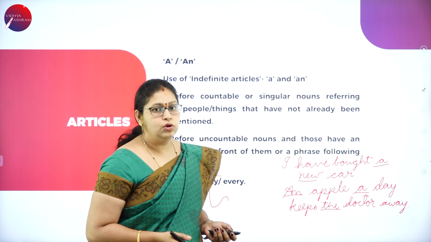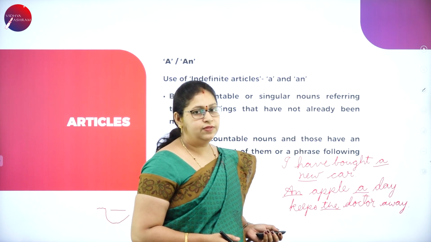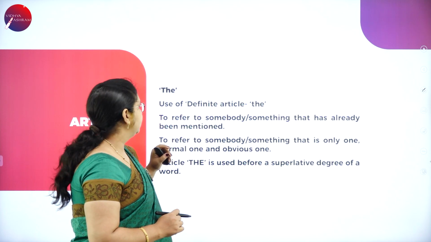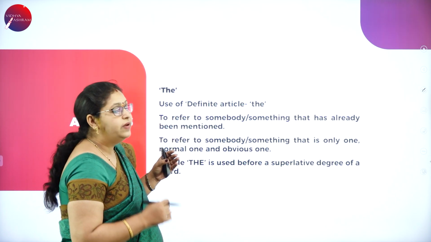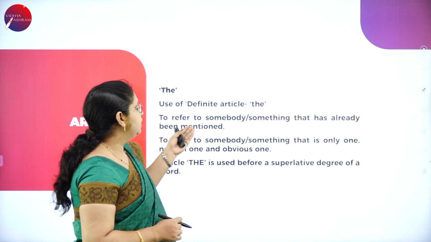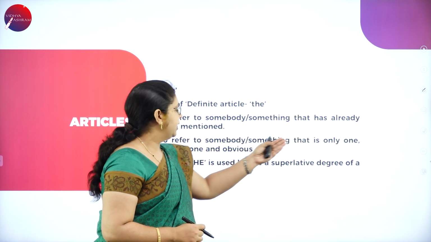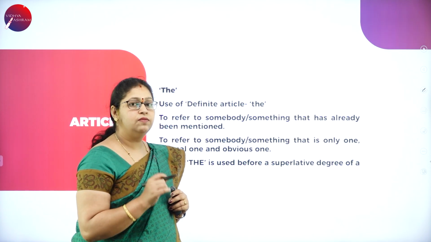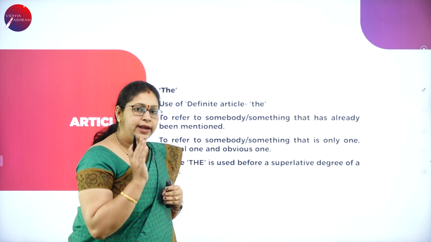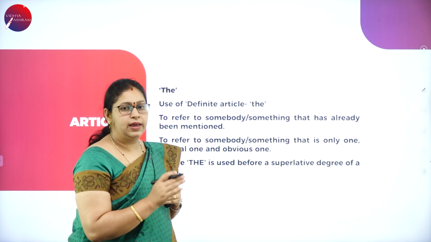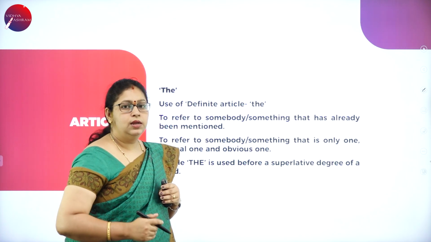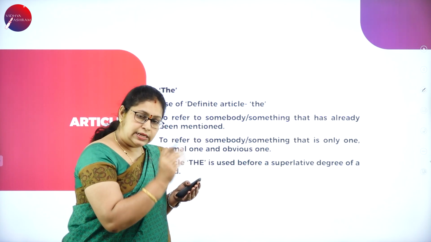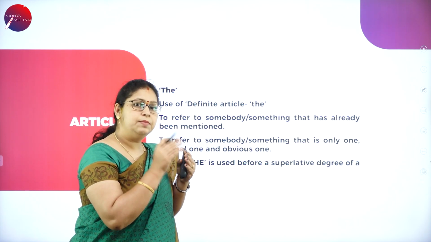Now, let us go to the next part, that is the definite article. The is the definite article, and where do we use it? To refer to somebody or something that has already been mentioned. I previously told you we use the when we have already mentioned that person or thing in the paragraph earlier, or in the passage, or maybe in the story, when we are particular that it is the same person or the same thing.